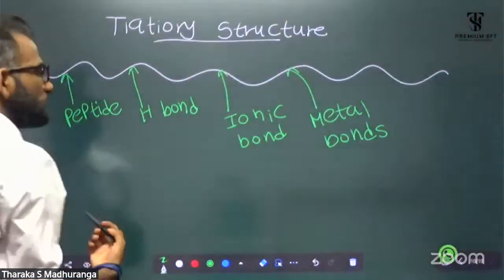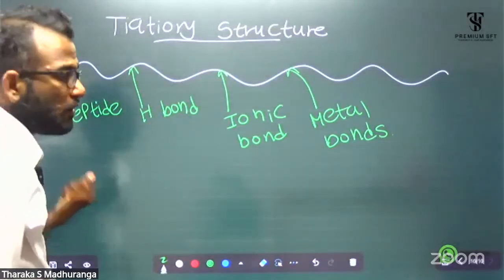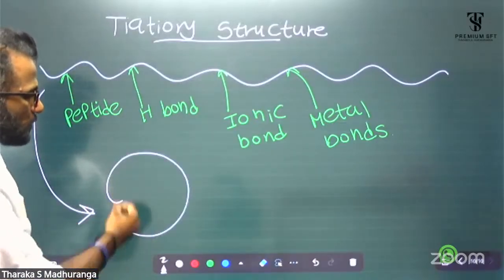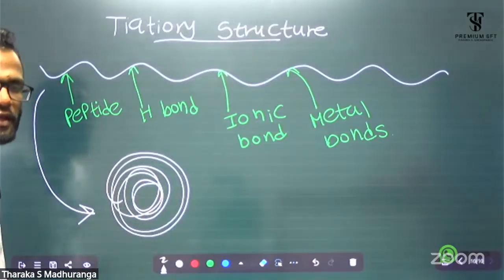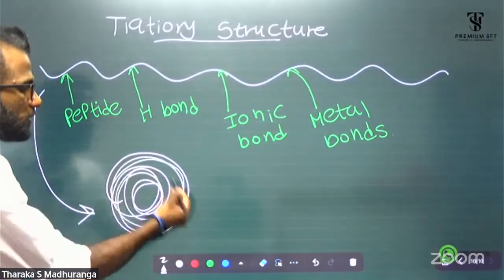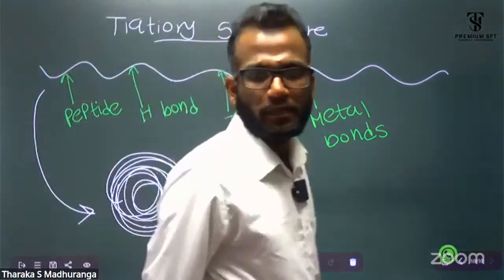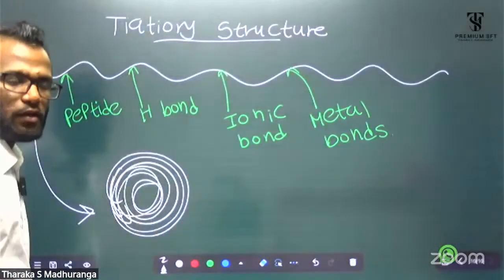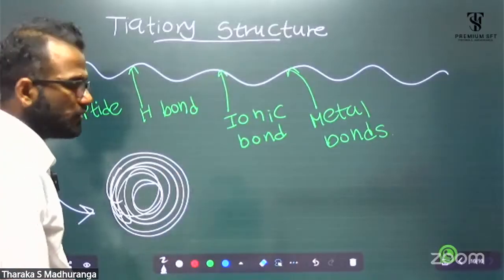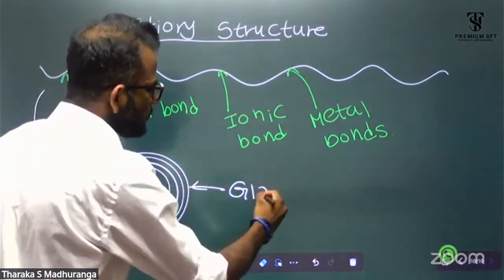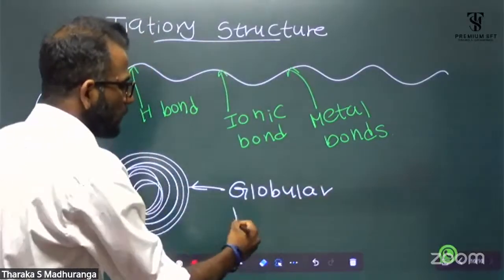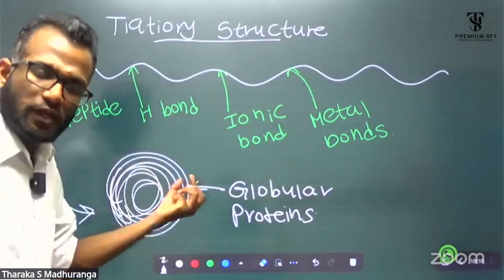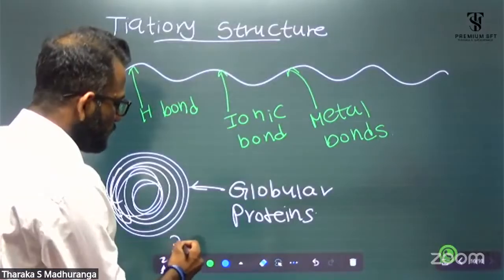As a result of that, what happens to this unfolding polypeptide chain? It makes a 3D shape like a ball. Okay, that we call a globular protein, or tertiary structure globular protein. Globular proteins mean the tertiary structure is a 3D shape.